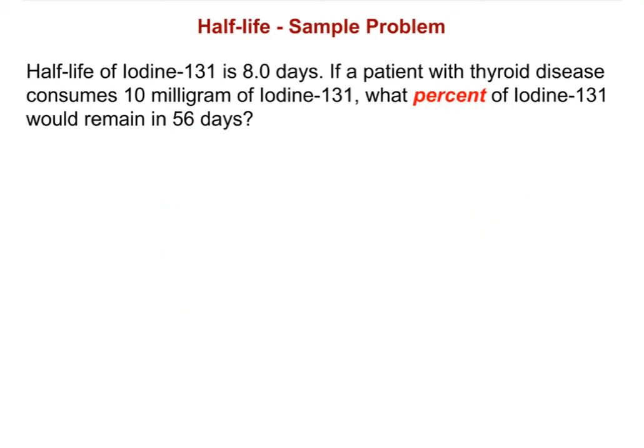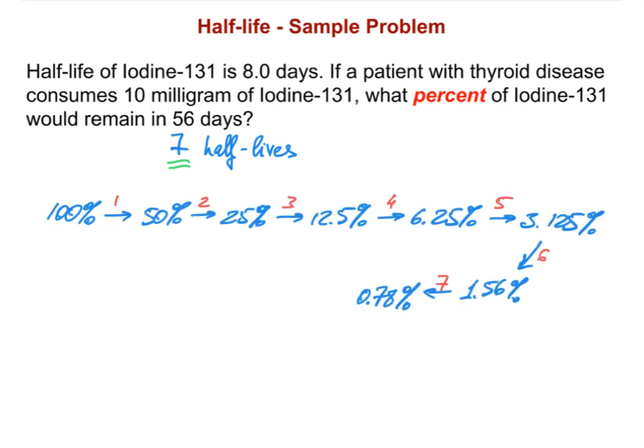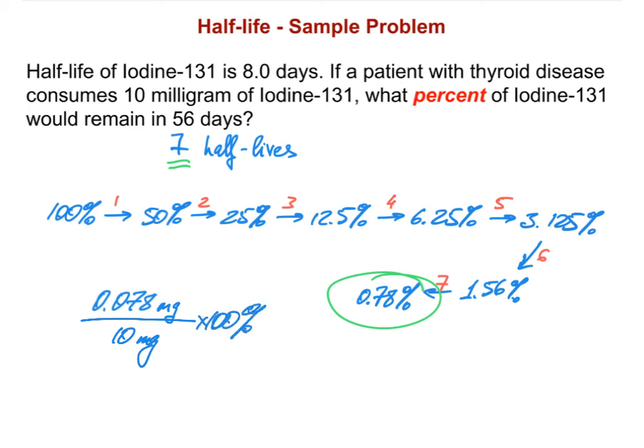Okay, variations. Here we are asked to calculate the percent of the iodine-131 left after 56 days, after 7 half-lives. So we can start with 100% because whatever the original mass is, it is considered to be 100%, and we can do arrows. Or we can use our calculated final mass, and calculate what percent it is of the original mass. 0.078 over 10 milligrams original mass times 100% gives us the same number, 0.78%.